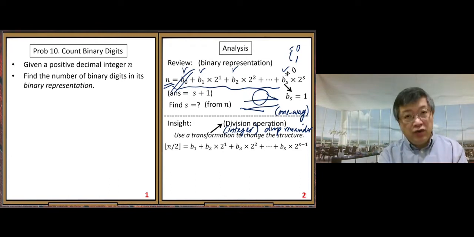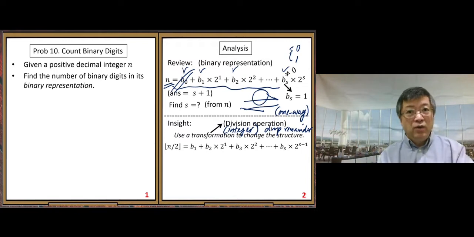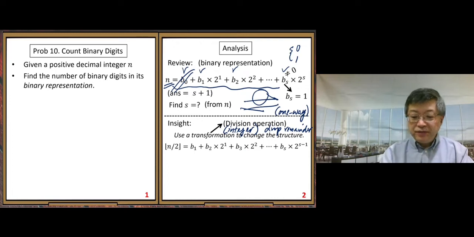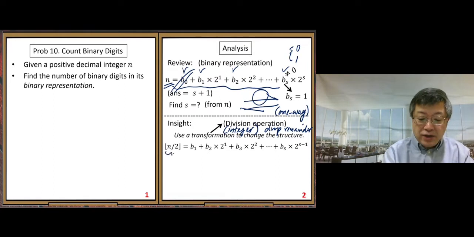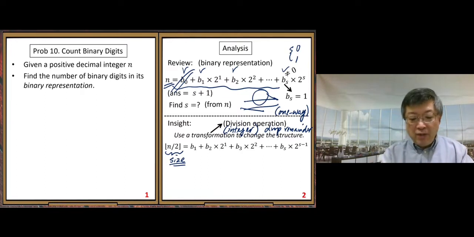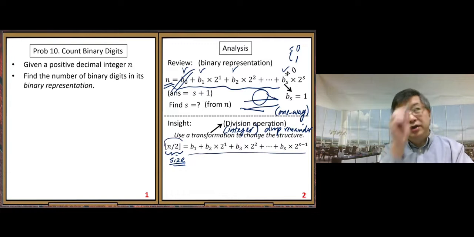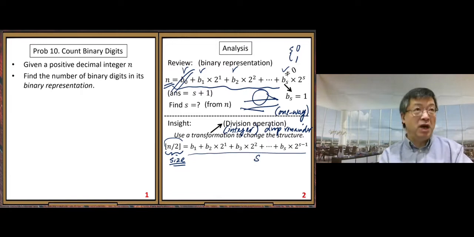Divisor 2 division. So here you get a new formula. With this new formula, you can see we have a subproblem, right? The problem size is this. If you solve the problem of this new size, how many bits do you use? S, right? S from B1 through BS, S bits.